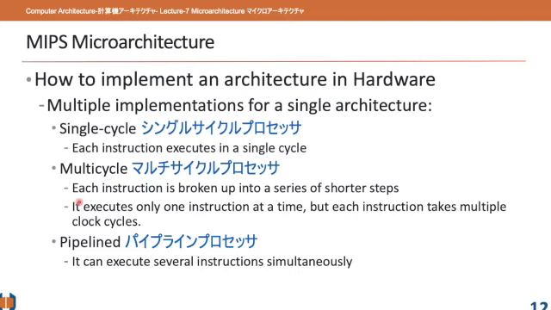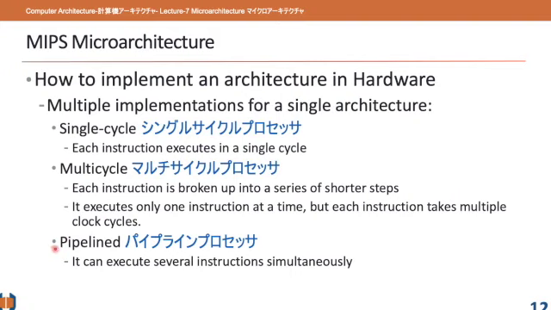In multi-cycle architecture, each instruction is broken up into a series of shortened steps, and it executes only one instruction at a time, but each instruction takes multiple clock cycles. This is why it's called multi-cycle. So one instruction needs multiple cycles.